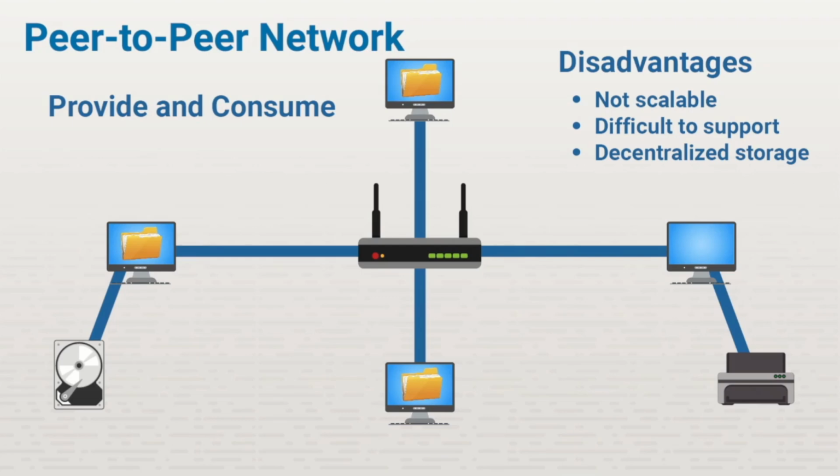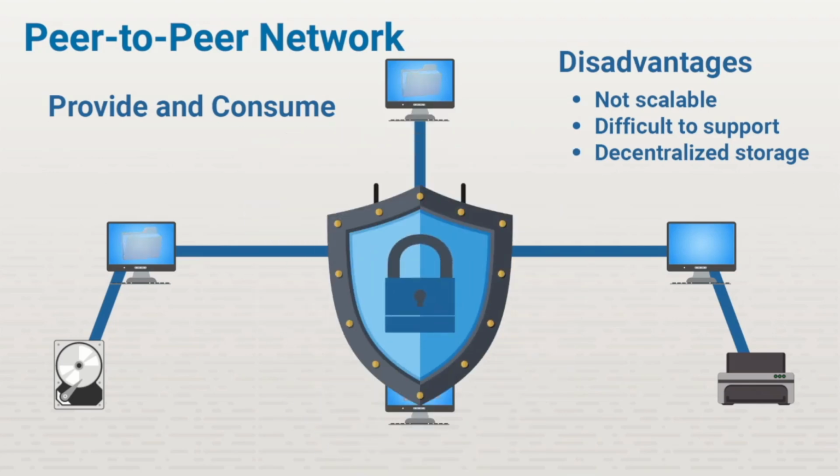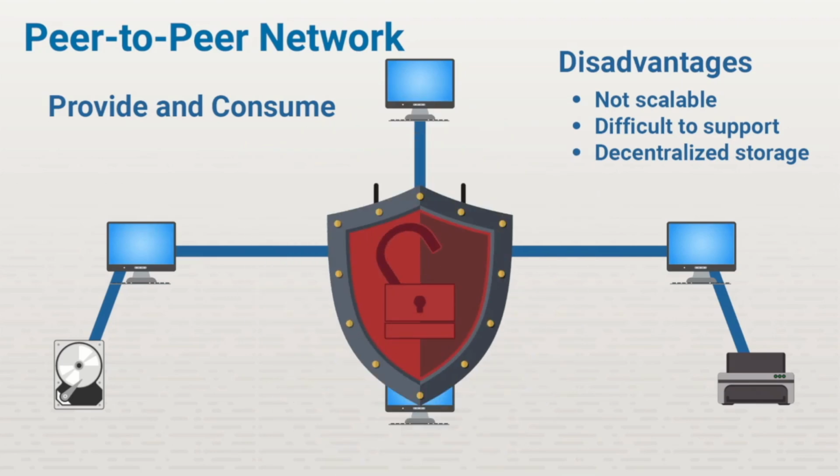Another problem with peer-to-peer networks is user security. Peer-to-peer is inherently insecure, and when it grows beyond 10 users, it begins to suffer from performance and administrative problems.